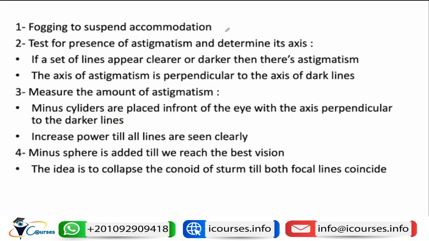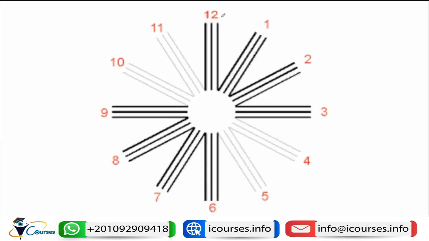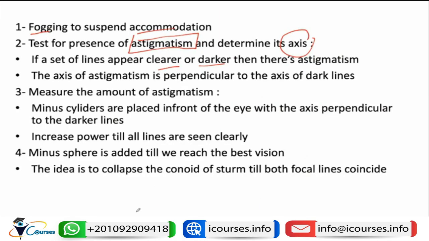So in this case, what we do first is fogging to suspend the accommodation, and then we test for the presence of astigmatism and determine its axis. If a set of lines appears clearer or darker, then there is astigmatism, as we can see here. So we ask the patient if they can see any dark lines that are clearer than the others. He will say, okay, I can see that at 12 and 1 and 2 and 3 o'clock are clearer than the others. So we will know that there is astigmatism.